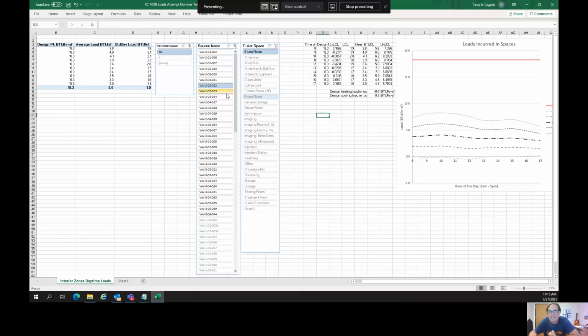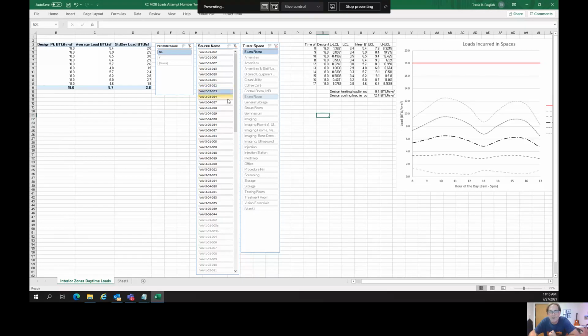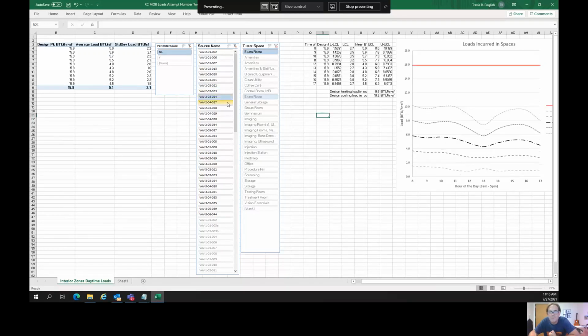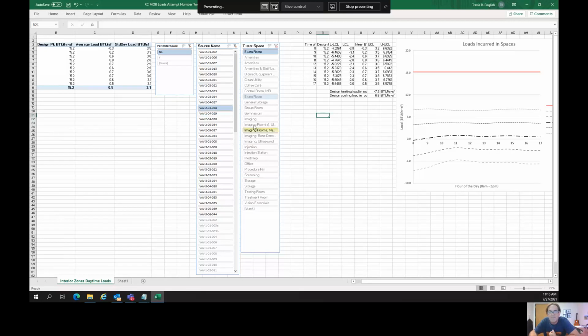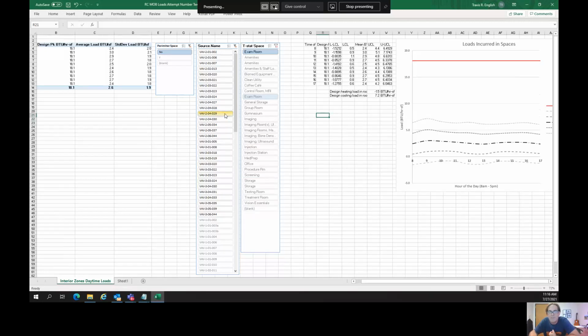This one gets up to 8. This one gets up to 12. This one gets up to 10. This one gets up to 20. So this is a bit of an outlier zone here. This one is up to 7. This one's up to 7. This one's up to 12.